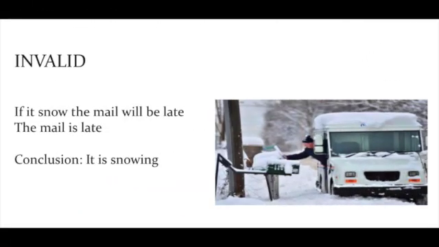Now, what happens with modus tollens most often is that people try to reverse it. And rather than deny the consequent, they try to deny the antecedent. And that is an invalid form of argument. And people do this a lot. People make this mistake all the time. If it snows, the mail will be late. The mail is late. Therefore, it must have snowed. So what you're supposed to do in a modus tollens is that you deny the consequent. In this case, what they tried to do is affirm the consequent. But you can only affirm the antecedent.